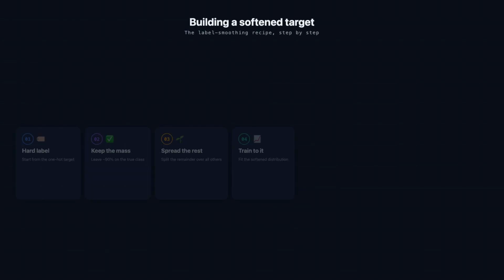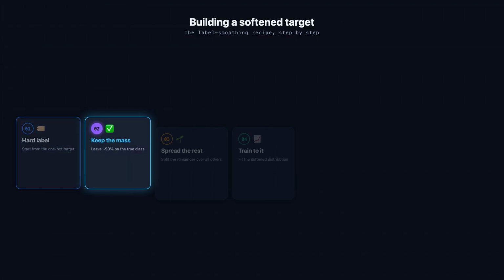So how do we actually build one of these softened targets? The recipe is short, and it's the same every step. First, we start from the ordinary hard label, the vector that names exactly one correct class with everything else set to 0. That's our raw starting point before any smoothing touches it. Then we choose how much probability to keep on the true class. Something like 90% is common, leaving a small budget of 10% to redistribute. That kept mass still clearly marks the right answer.